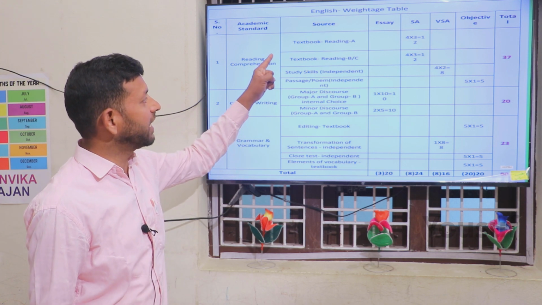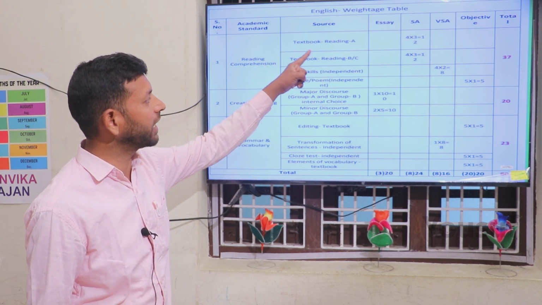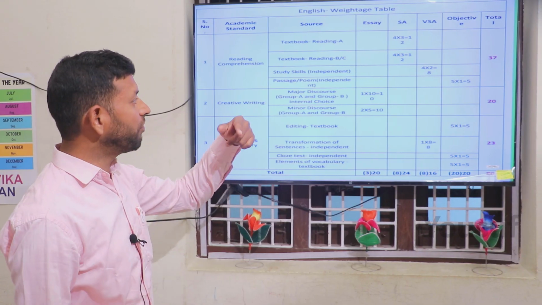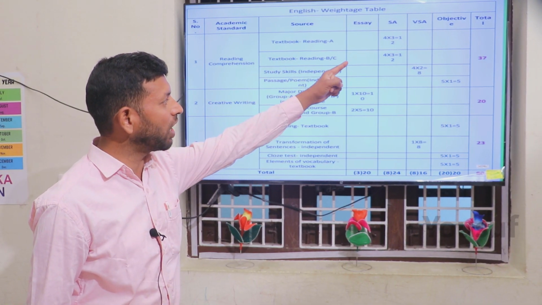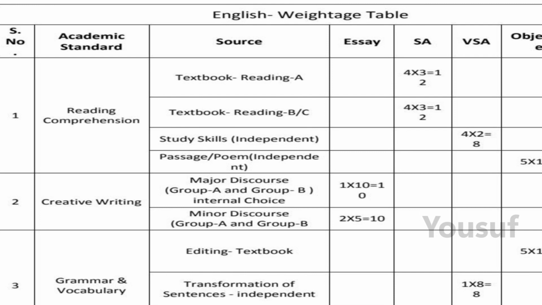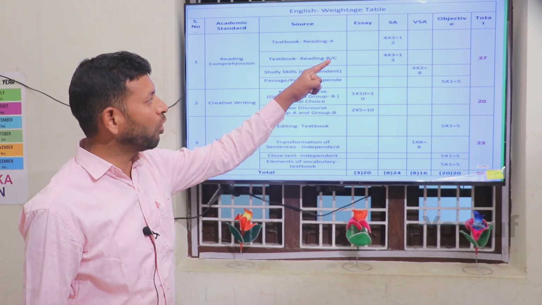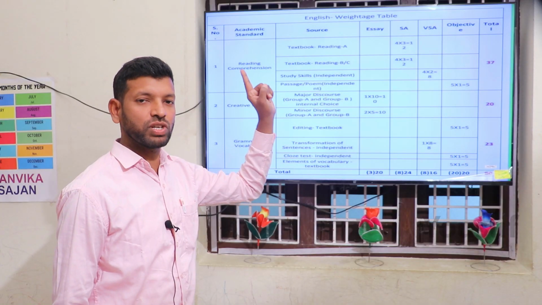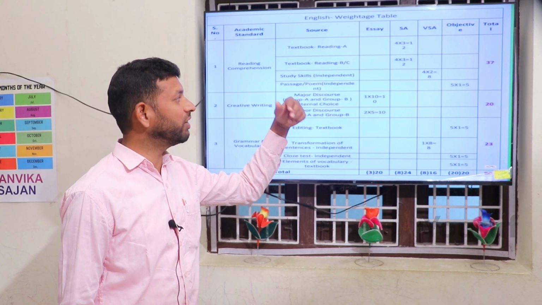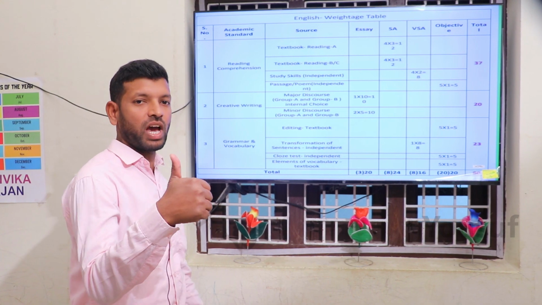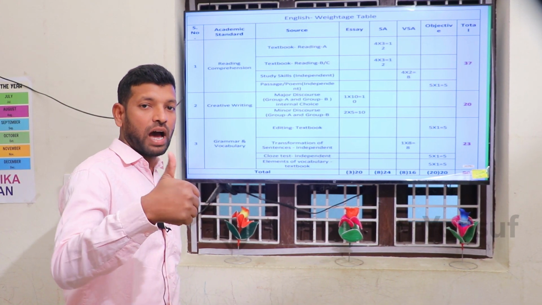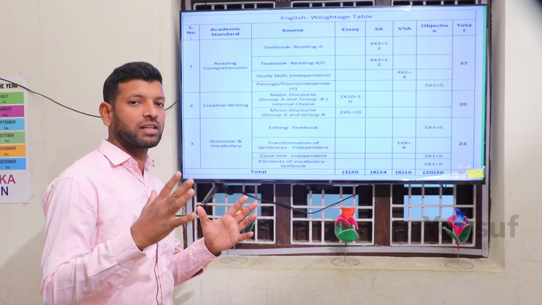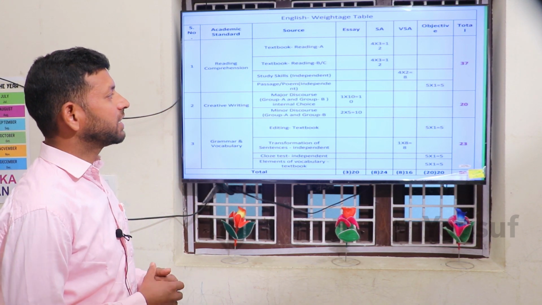So first one, let us talk about it. Textbook reading A, and textbook reading B and C. Dear friends, we are going to get one paragraph from the textbook reading A, and you could see here 4 × 3 = 12. It means we have questions and we need to answer. How many questions are we going to get? 4. How many marks? Each question is going to score 3 marks. So it means 4 × 3 = 12.